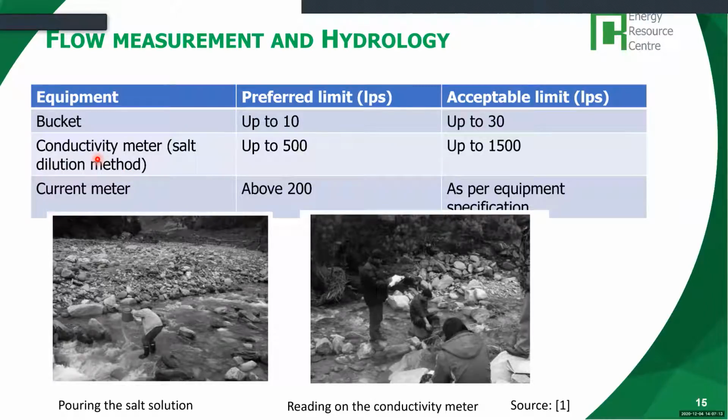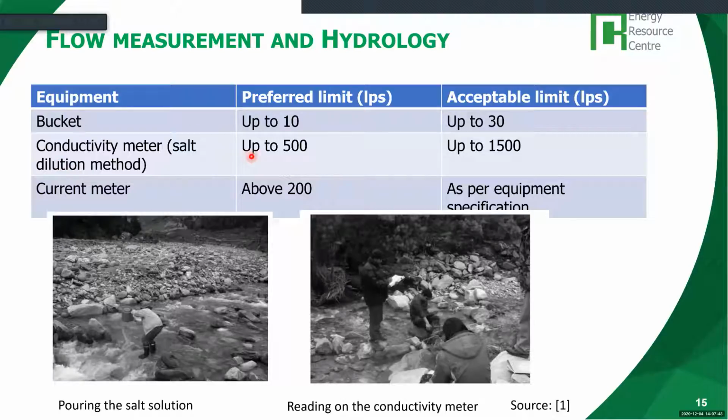This bucket is just to give you an example. For a small flow, you can make a channel, then just collect the water in buckets. And how long does it take to fill one 20-liter bucket, something like that, then you can do that. Similarly, if it takes 2, 3, 5 seconds, then you know how much flow there is. Also, there is a method called conductivity. It's basically what is known as a salt dilution method.